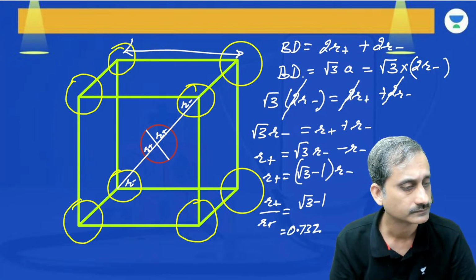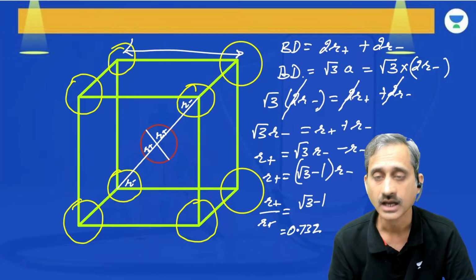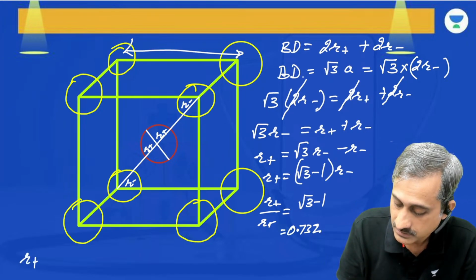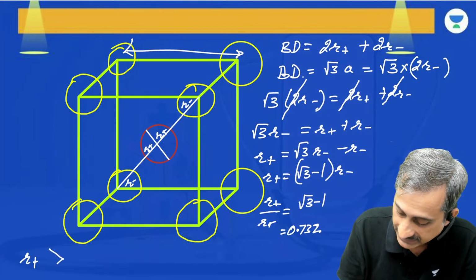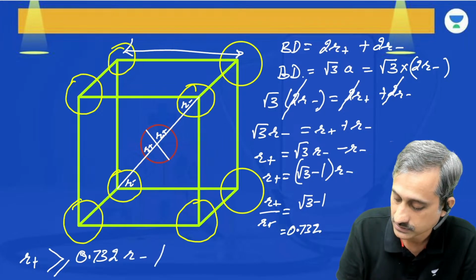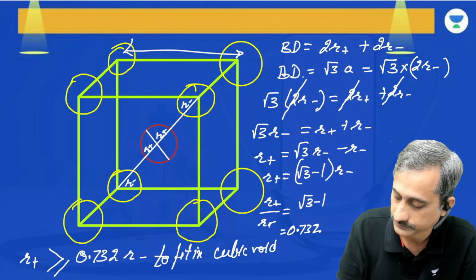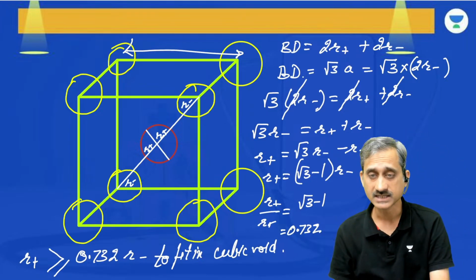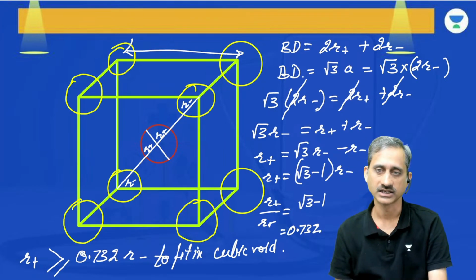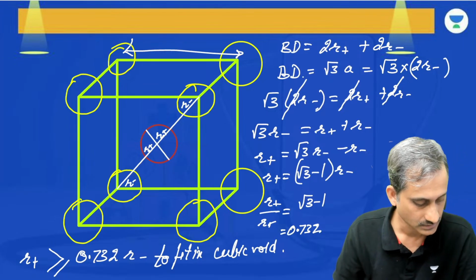Is it clear? So here we have actually derived the minimum size of the cation to fit in a body-centered void. So r plus must be greater than or equal to 0.732 r minus to fit in a cubic void. Many times the question is asked, what is the minimum size of the cation to fit in the cubic void? What would be the minimum size? So this is what we have, the arrangement. This is what we have as the size. Is it clear?